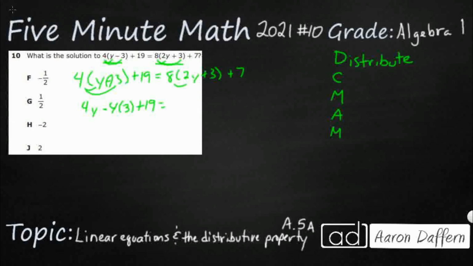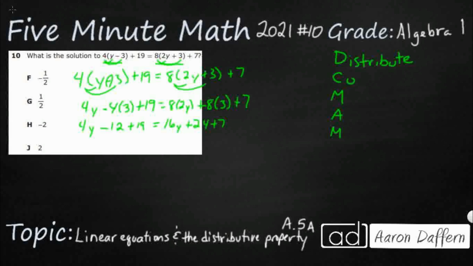Do the same thing here. 8 is multiplied by the 2y. Since it's 2y, we'll go ahead and put the parentheses around it. And then we've got a positive 3, so 8 times positive 3, and then we just have a 7 sitting out there. So let's go ahead and simplify a little bit. We've got 4y minus 12 plus 19 equals 8 times 2y, which is 16y, plus 24 plus 7. All right, so that's the distribute step.